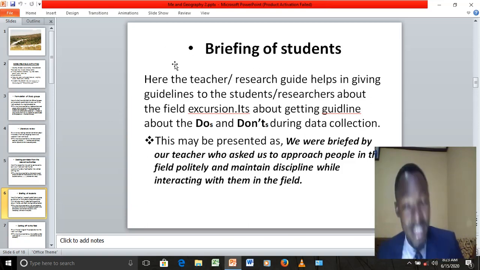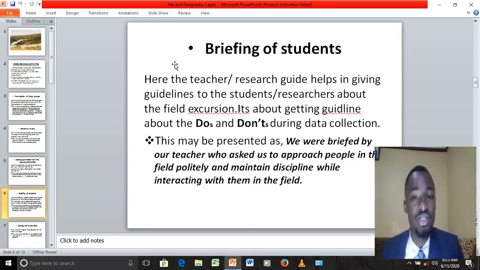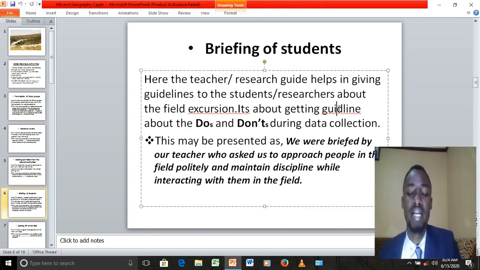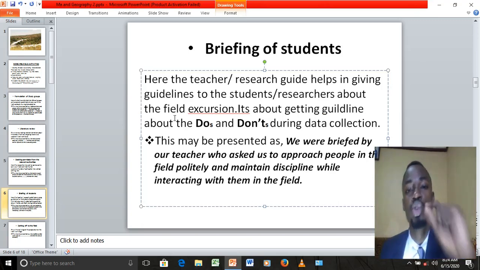Here you are expected to learn about what you're going to be doing in the field. In other words, here the teacher, or a research guide, guides you on how to behave or what you're going to do basically in the field. It gives you the guidelines in that case. So for our case, you're supposed to know the do's and the don'ts while in the field.